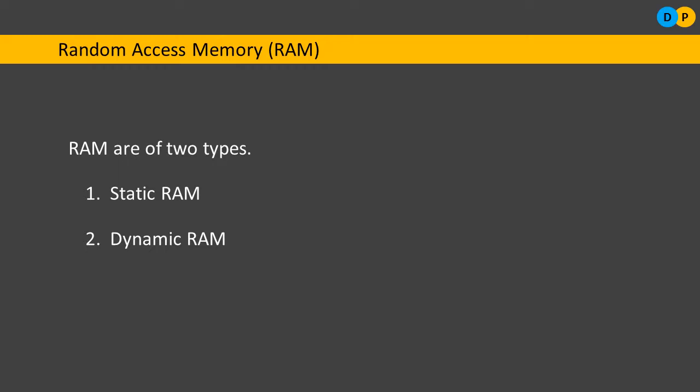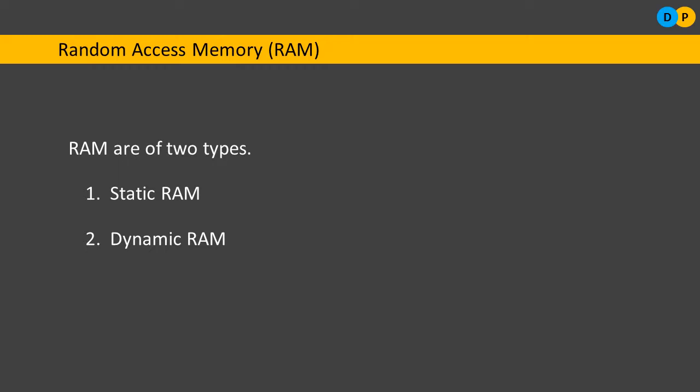power supply is on. So when the power supply goes off, then the content or information stored in the static RAM will be completely erased. That is not a problem with the static RAM. All the computers that we are using, all of them go with static RAM.